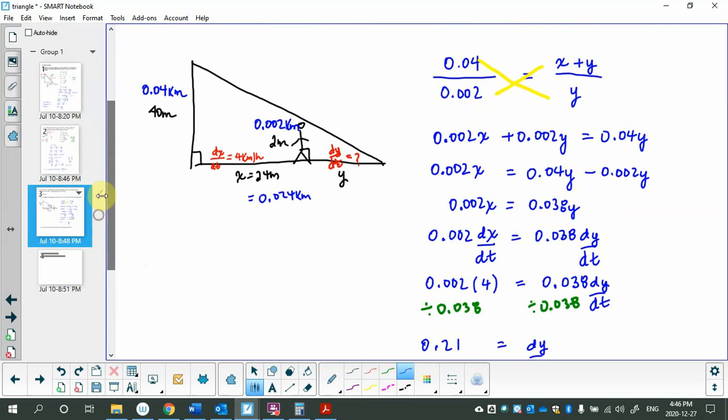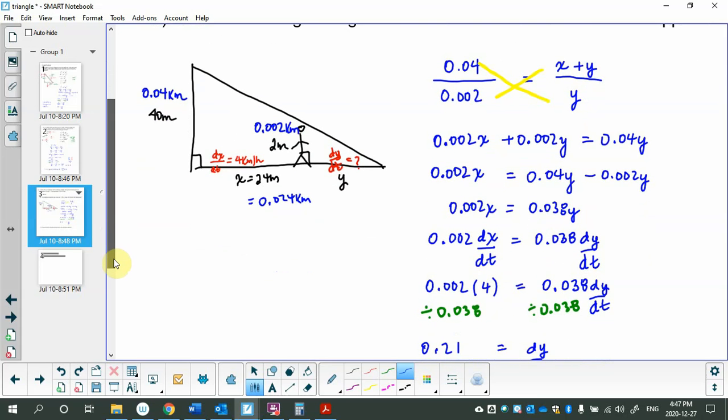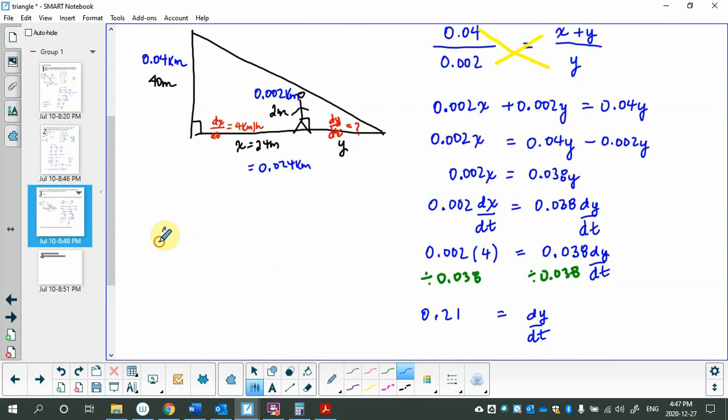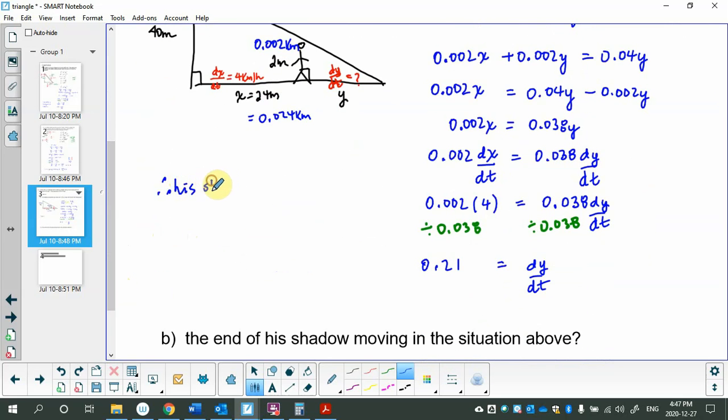So that is how fast the shadow is changing. Specifically, the length of his shadow. And we didn't even need to worry about this 24 meters. It never came into play. It's true that it was 24 meters, but because our x's disappeared and our y's disappeared, it didn't matter. So therefore, let's try that again. The shadow is lengthening. His shadow is lengthening at 0.21, and it'll be kilometers per hour because that's what we decided everything had to be in.